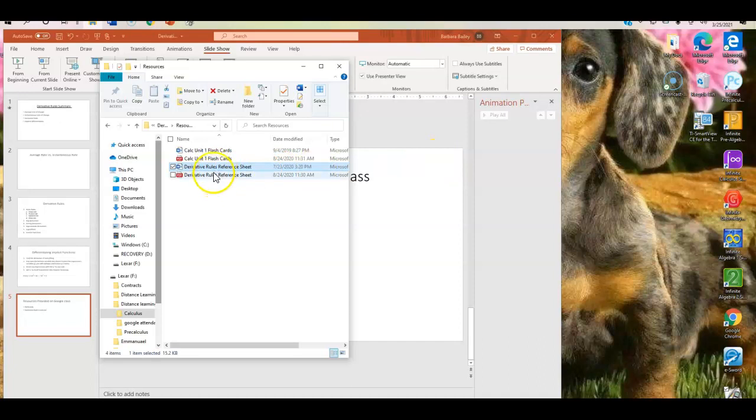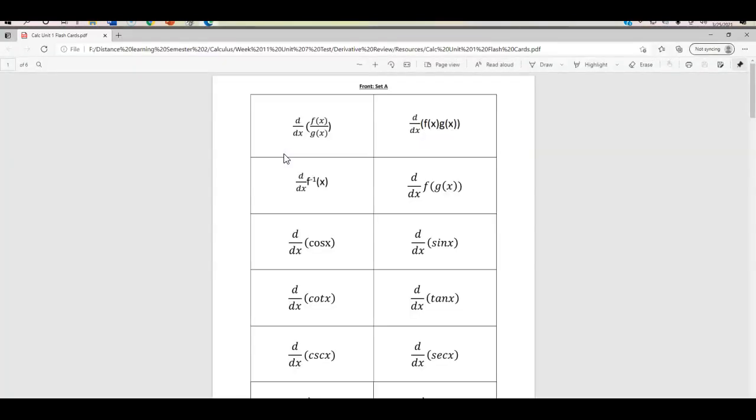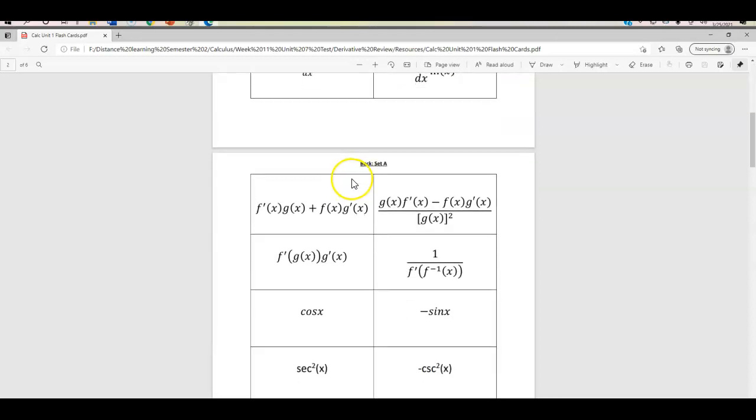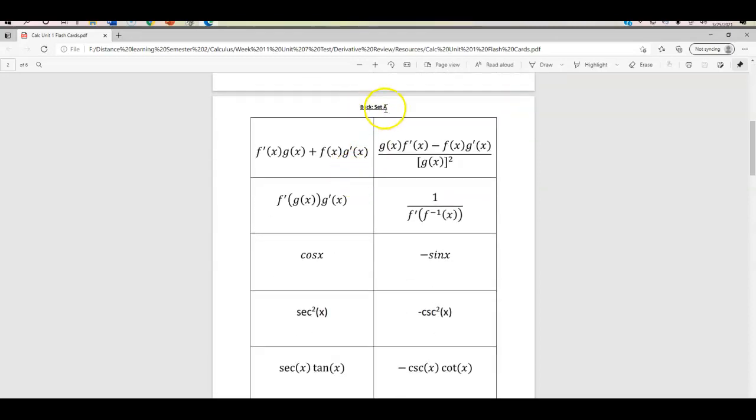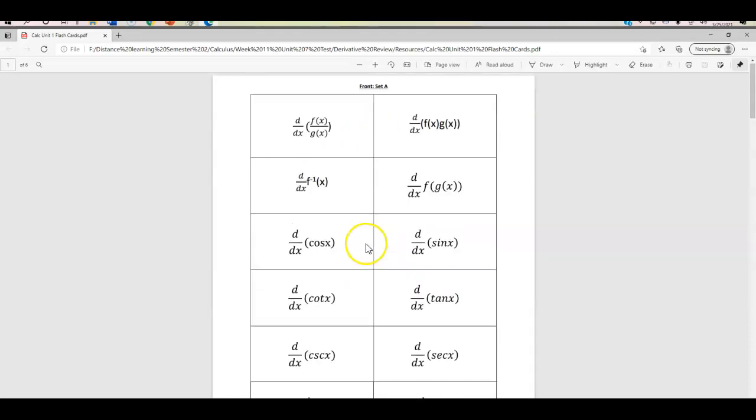We also have the derivative flashcards. And it's not just the derivative rules, but also other things in Unit 1 that we talked about. The way this is set up is this first sheet here is set A, that's your front, and then the next sheet is called back set A. These ones here are the answers to these questions here.